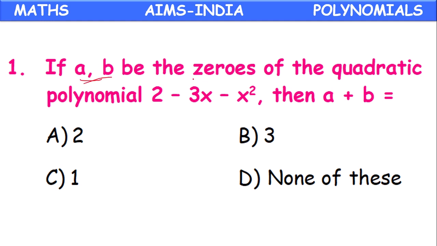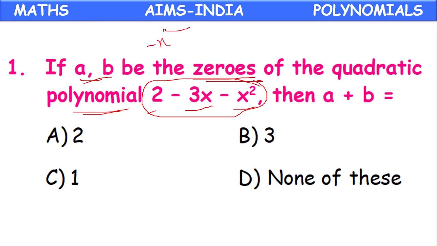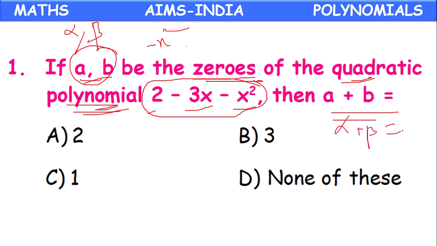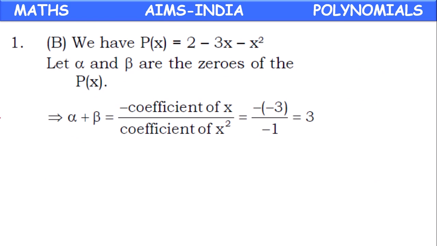If a, b are the zeros of the quadratic polynomial 2 minus 3x minus x square, it is not in standard form. Actually, minus x square should be written first, because the highest power is 2, that's why it is called a quadratic polynomial. Then a plus b, how much? Here they have given the zeros as a comma b. Sometimes, most of the times, they may give alpha beta. Then alpha plus beta, how much?